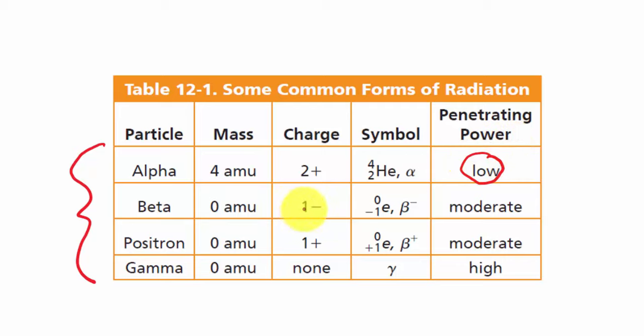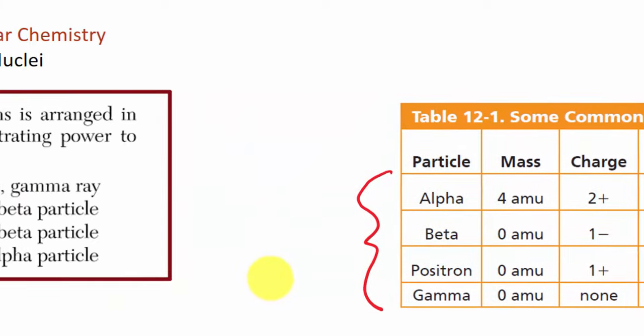Beta particles being much smaller, they tend to have a much better penetrating power, so we would refer to them as moderate. And the positron, very much the same size as the beta particle, also moderate. But gamma radiation is actually electromagnetic in nature. It's not a particle, and it has the greatest penetrating power of all of them.